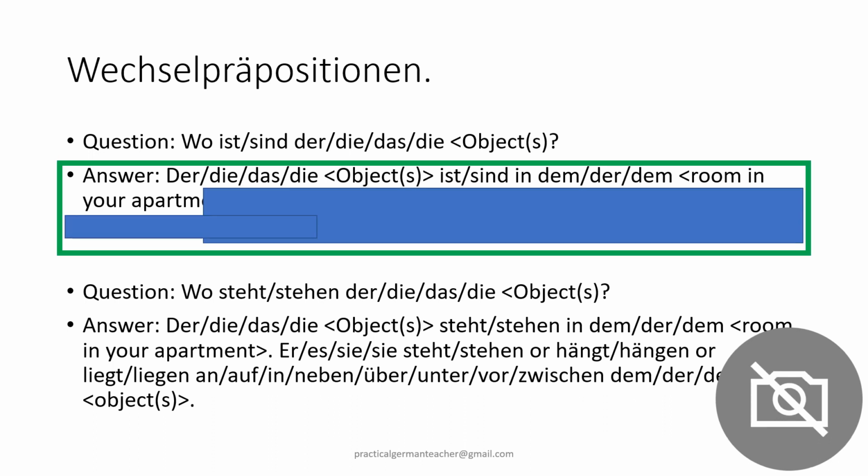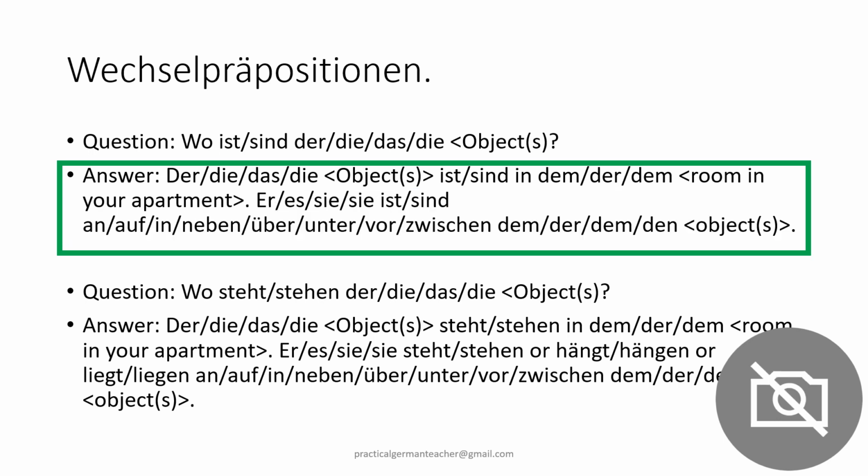You may provide two answers to this question. You can simply say in which room the object is. For this, you use the preposition in, and what comes after in is in dative form. If you want to provide more information, you may use other Wechselpräpositionen, and that is you can see in the syntax for the second sentence.